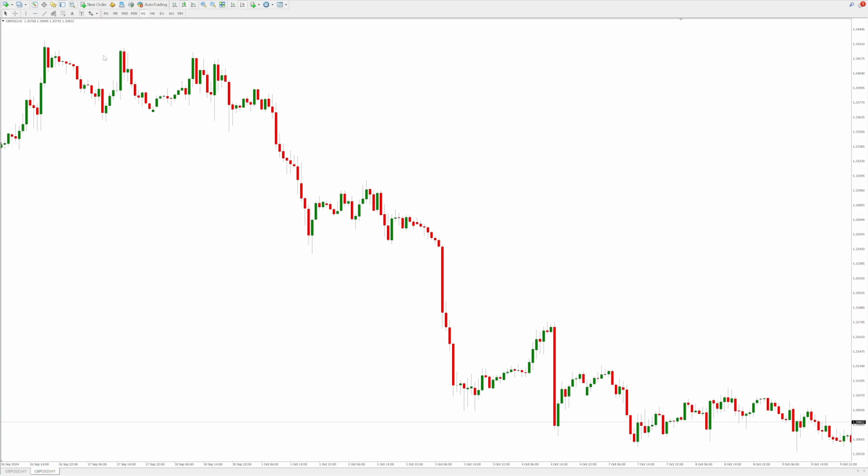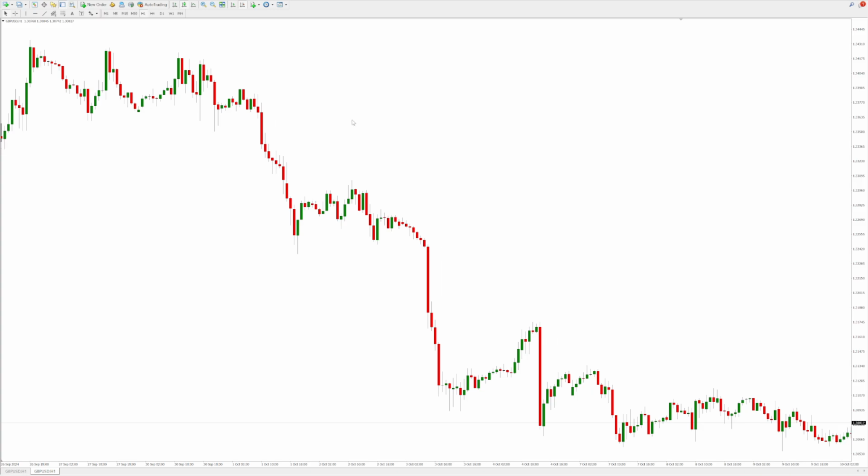So this is the MT4 trading platform. I have a pound-dollar 1 hour chart. You can use any trading instrument and chart time frame. I'm using the 1 hour chart just because I find them to be more reliable as it contains more price data compared to say the 5-minute or 15-minute. That being said, you can use any chart time frame that you wish.